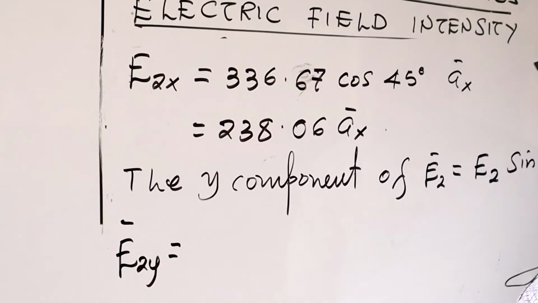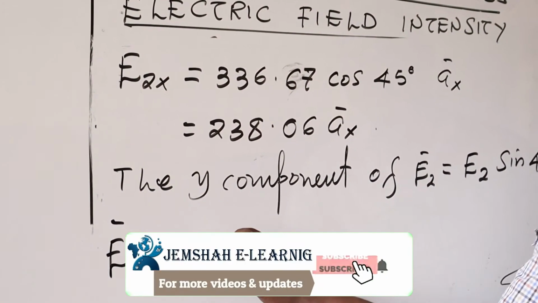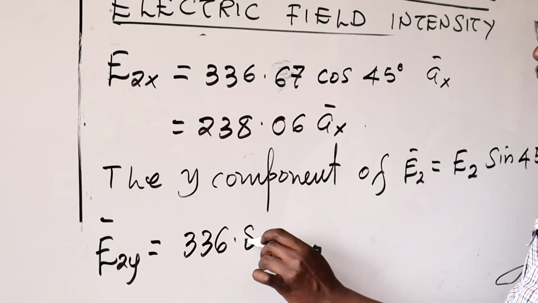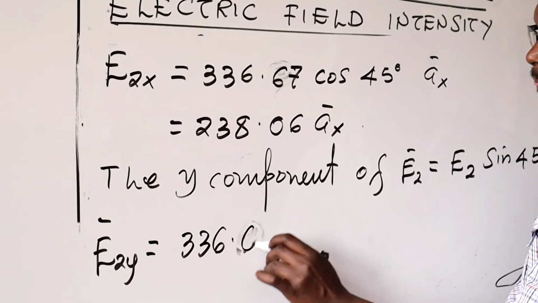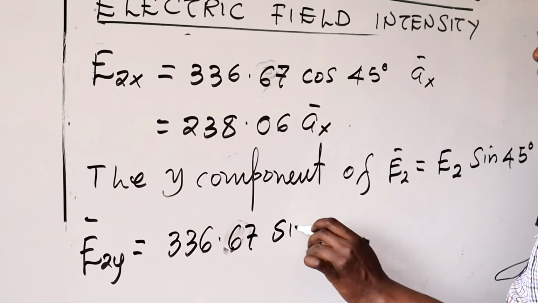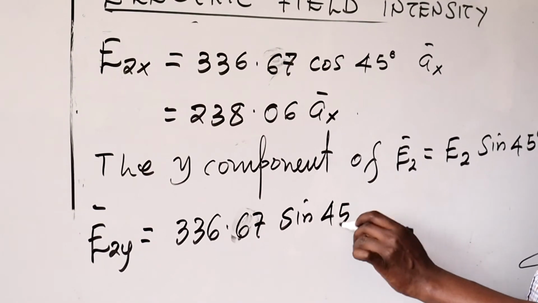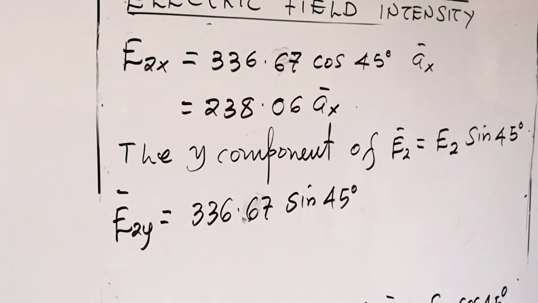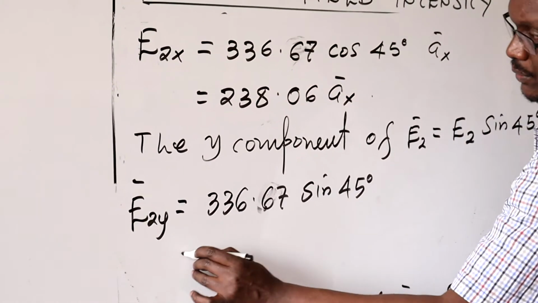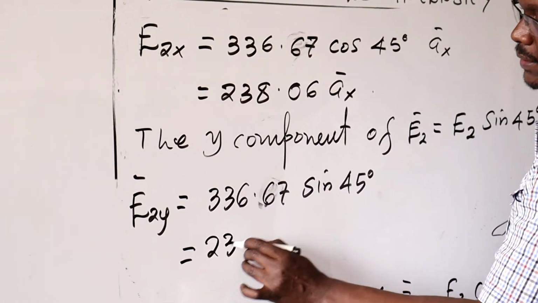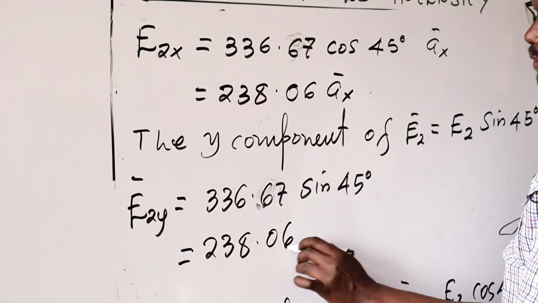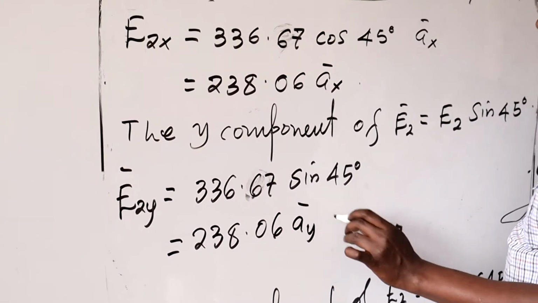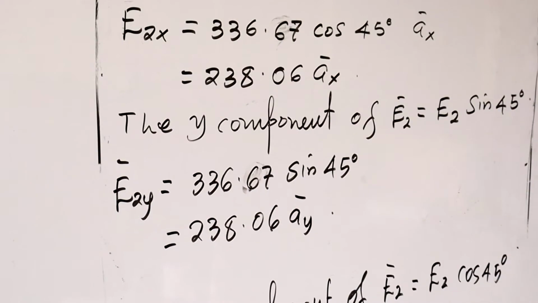So that value here, we are going to have it as being what? E2y bar will be 336.67, the sine of 45 degrees. And remember, sine 45 and cos 45 is the same thing. And so this also gives you what? 238.06 of a Y bar as the unit vector.